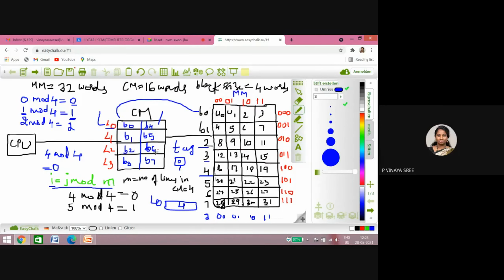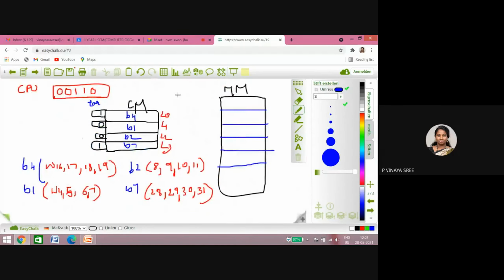Now, for the sake of understanding, let us consider the processor is asking for one word. See here, this is the word the processor is asking for.